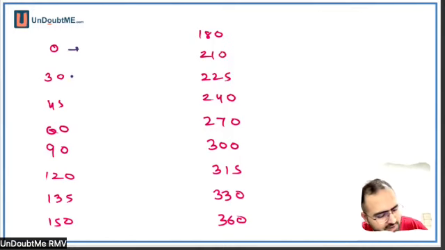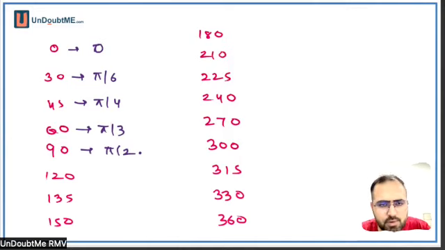Everyone can write at their own speed, and if you want, you can just watch it from the screen. I am writing pi by 3, pi by 2. Now, if you are smart, you'll be learning only these. You need not learn any of the others.